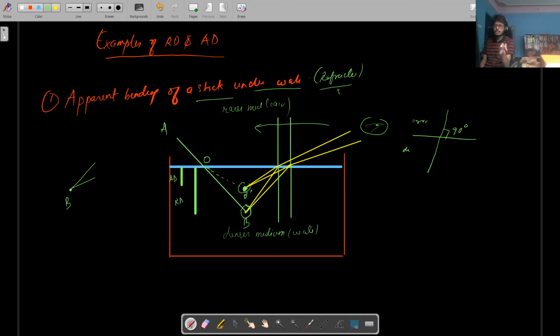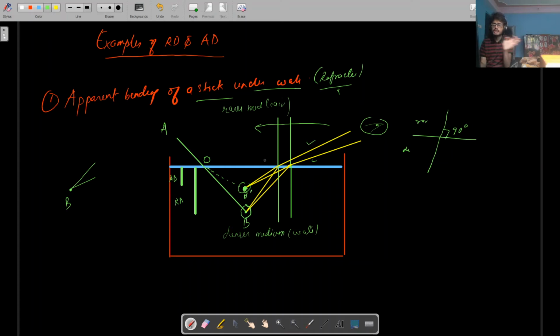But that too is not possible. You'll always see the bending, because bending always happens because the light is always coming from a denser to a rarer medium. And why I'm using these two light rays, that is only because I want to find the point where the image is being formed, where the apparent image of the point B can be seen by us.